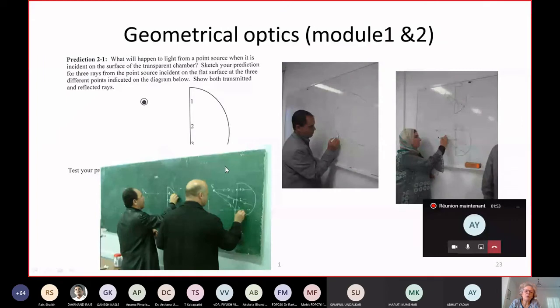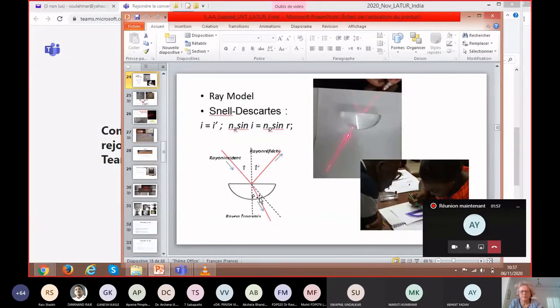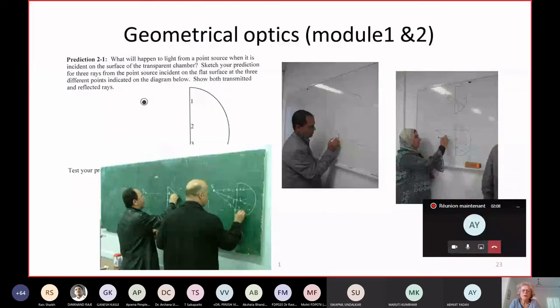In this slide, I show one prediction from a module, the following one. This is supposed to be a point source. This is a kind of cylindrical lens or semi-cylindrical container, and the participants are asked to draw the pattern of light with 3 rays, one going to point number 1, point number 2, and point number 3. This is supposed to be a transparent medium. This is the center of the circle.